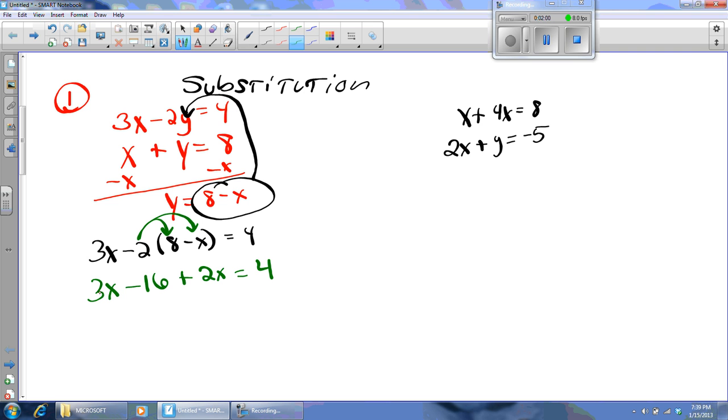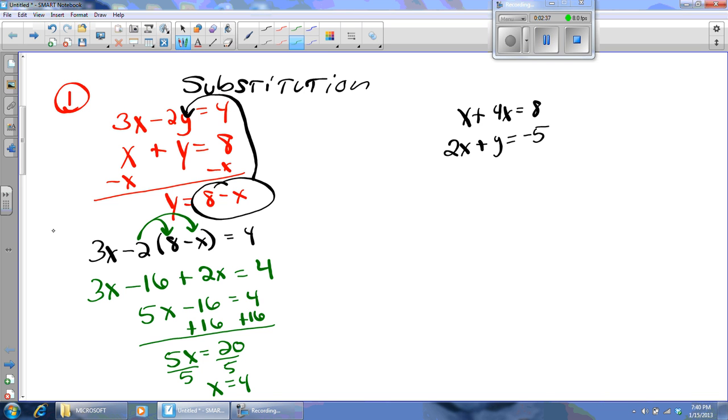All right, I'm going to combine my like terms, and I'm going to get 5x minus 16 equals 4. Now, it's not enough to just sit and watch me do this problem. You need to pause the video and do it with me. You need to see if you're getting the same answers. You can't learn by just watching me. All right, I'm going to add 16 to both sides. I'm going to get 5x equals 20. I'm going to divide by 5. X is going to equal 4.